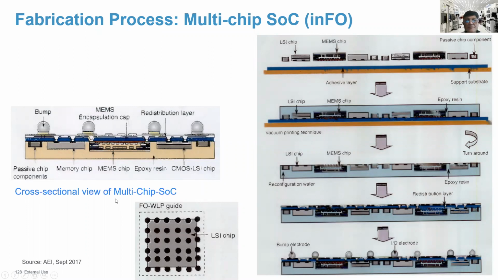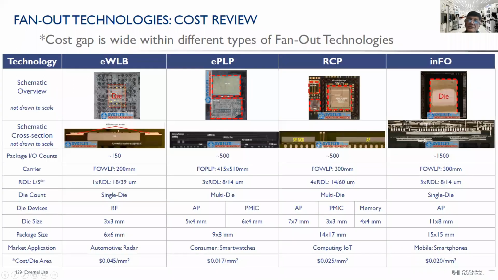So this is a multi-chip system on chip, and you have a CMOS and a MEMS sensor, which is giving an analog signal to the processing chip, the CMOS chip. And there is a memory chip, and there are passive chips out here. So this is a complete system on a chip. You put it on that carrier with the tape, and then you put an epoxy molding on it, and then you reverse it, and you create a redistribution layer with all the interconnects etched on it, and you put the solder bumps on it, and you have effectively got your multi-chip system on chip.